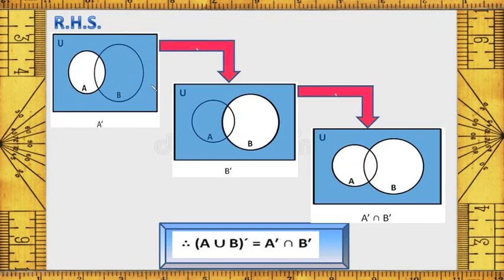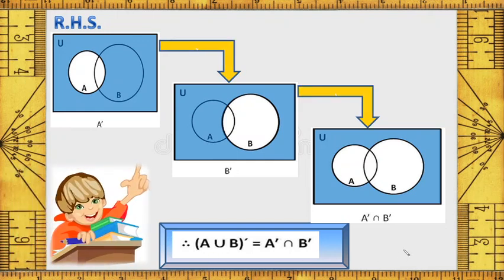So yes, this outside area is common in these two figures. So it means A complement intersection B complement is this blue region, which is equal to left hand side. So this De Morgan law is proved.